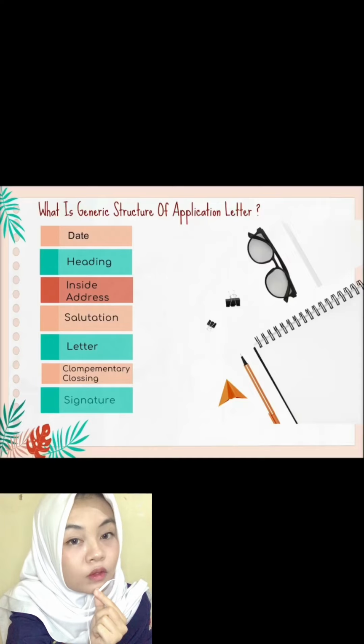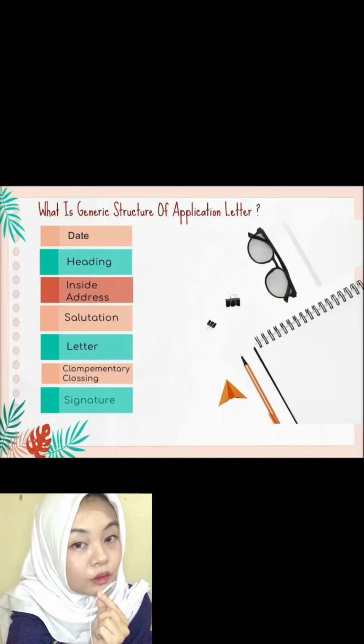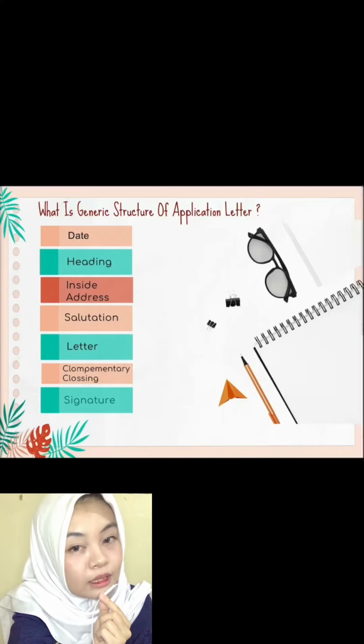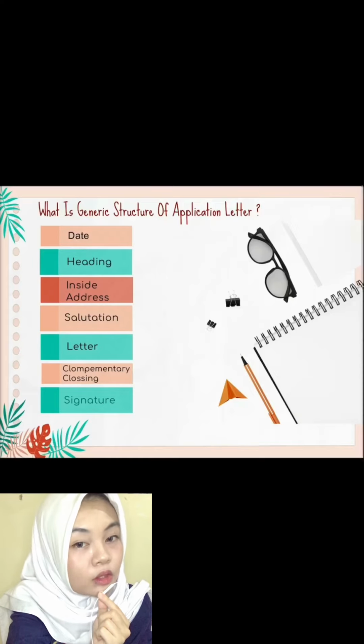The letter consists of 3 paragraphs. The first paragraph we call the opening. The second one is the middle paragraph or the body paragraph. And the third one is the closing paragraph. And the sixth one is the complimentary closing. Usually we can use words like yours sincerely or yours faithfully. And the last part of an application letter is the signature. And don't forget to write down the name of the applicant.